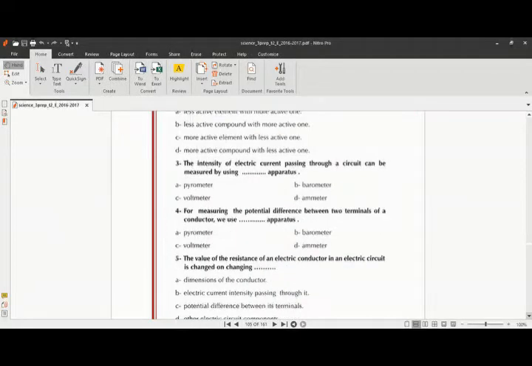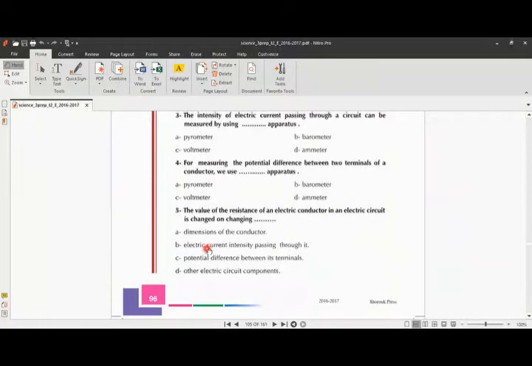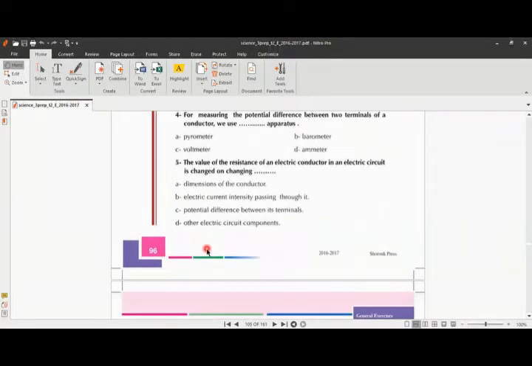The intensity of the electric current passing through a circuit can be measured by, he's asking about the apparatus or the device, the intensity, ammeter. We use the ammeter to measure the current intensity. For measuring the potential difference between two terminals of a conductor, we use, he's asking also about the device, the voltmeter. Okay? The value of resistance of an electric conductor in an electric circuit is changed on changing the dimension of the conductor.